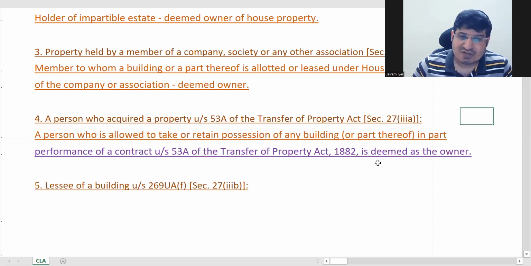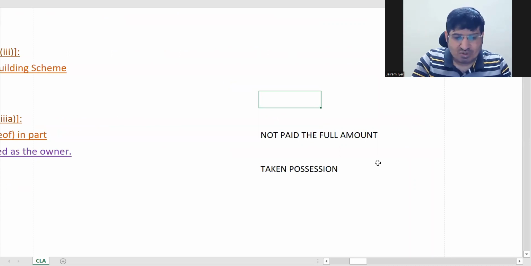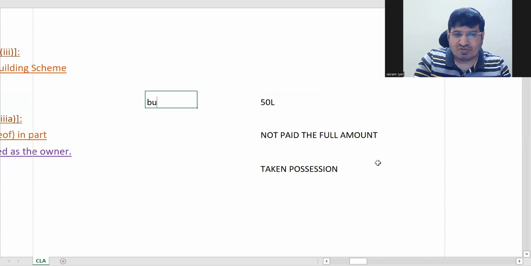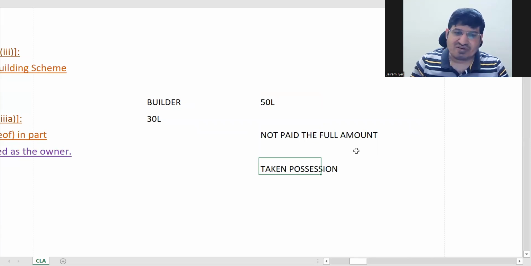So what is this? In this, what happens is, see, you liked a property of 50 lakhs. Okay, a 50 lakhs property and it is a flat. So you have gone to the builder, you told the builder that I'll pay you 30 lakhs now. You have not paid the full amount, and you have taken possession and you have told the builder, I'll give you 30 lakhs, let me start staying there.